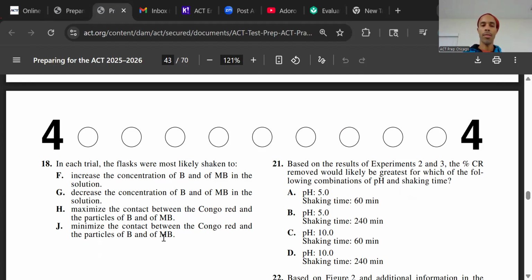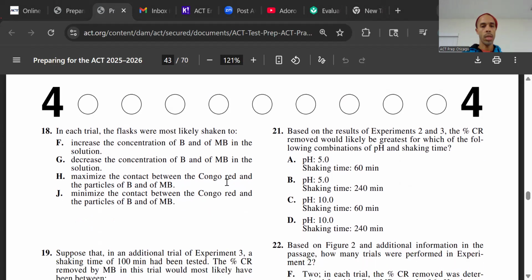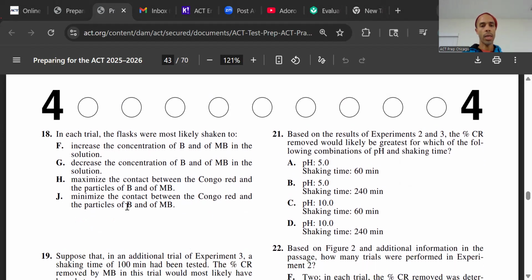Just reading it, I'm going to say that the reason why you would shake it would be to maximize the contact between something. You wouldn't be increasing or decreasing concentration, I don't think, by shaking it. I have to read. And you wouldn't minimize contact by shaking it, right? Shaking it means you maximize contact. You make stuff mix together and hit each other. So I bet you it's H just by thinking about it.